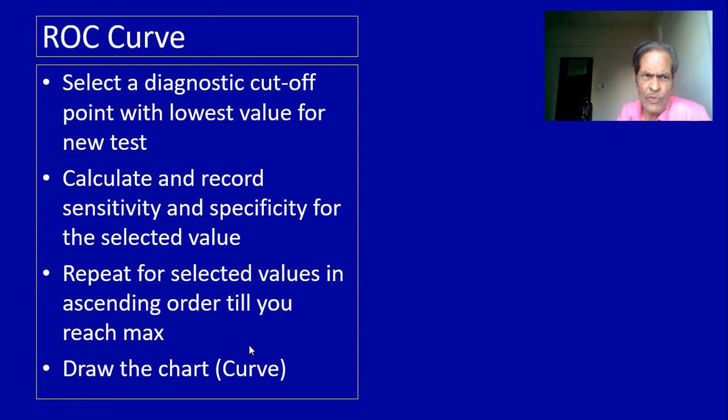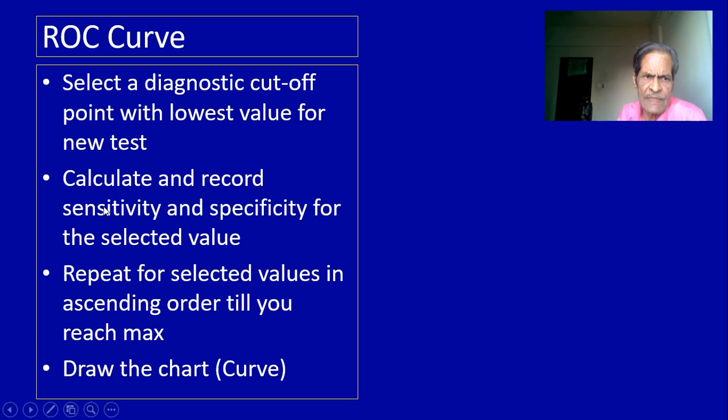So for drawing the ROC curve, what do we do? We select a diagnostic cutoff point with the lowest value for the new test. It is on a ratio scale, so it will have a range of values. It will have the lowest value, the highest value, and the other values will be in between them. So we select the lowest value for the new test.